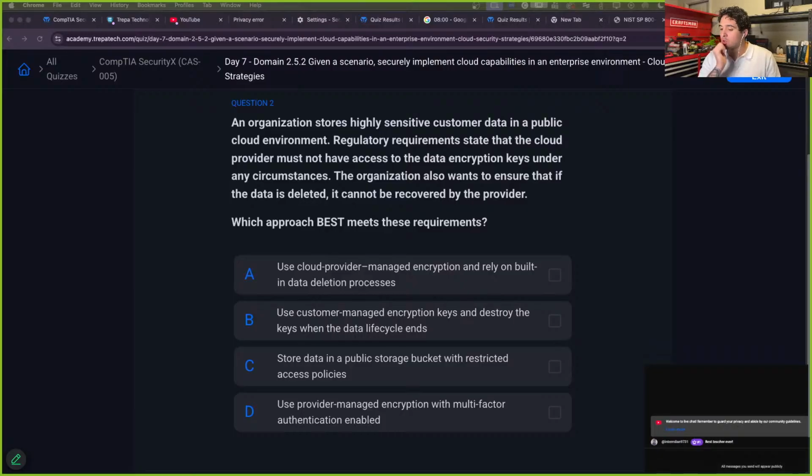Okay, so we need to store sensitive data, whatever. We need to encrypt it, essentially, is what this is saying. So regulatory requirements say that the cloud provider must not have access to the data encryption keys under any circumstances. Well, I'm going to change this question up. The keys, I guess you could host the keys locally and then always use them when accessing the cloud, but all right, whatever. The organization also wants to ensure that if the data is deleted, it cannot be recovered by the provider.